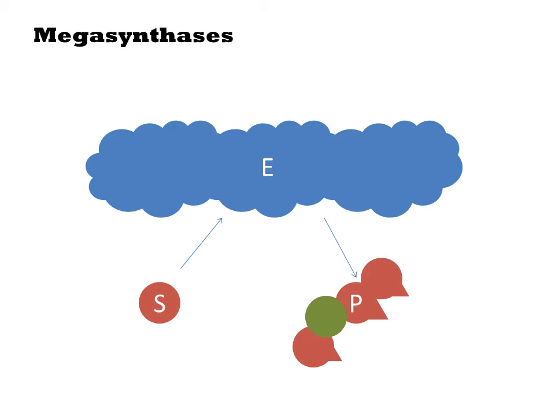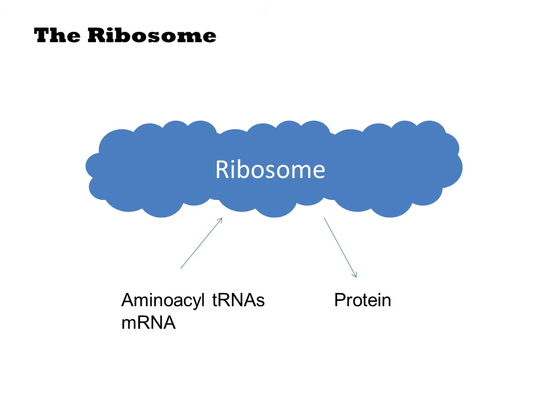However, as we examine the inner workings of these megasynthases, you'll see that they have a great deal of internal structure that allows us to approach their engineering in ways very similar to how we do pathways from monofunctional enzymes. You have already been introduced to one type of megasynthetase, the ribosome. It inputs aminoacyl tRNAs and an mRNA and outputs a protein.